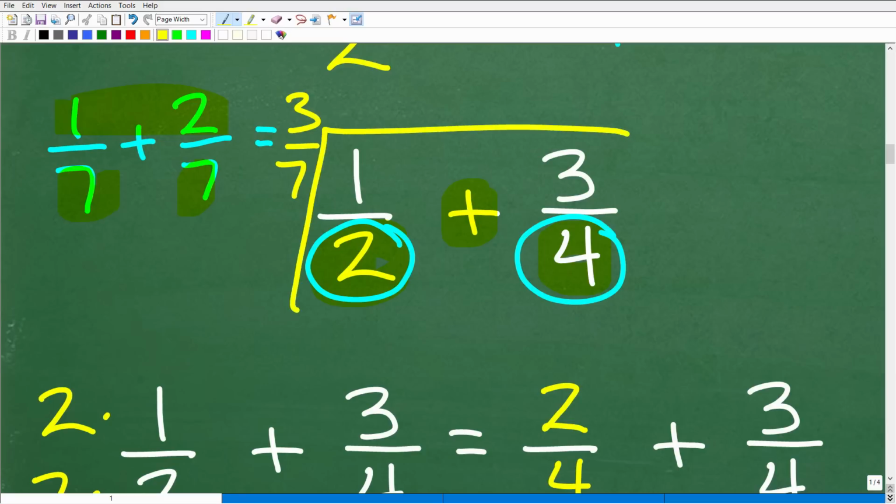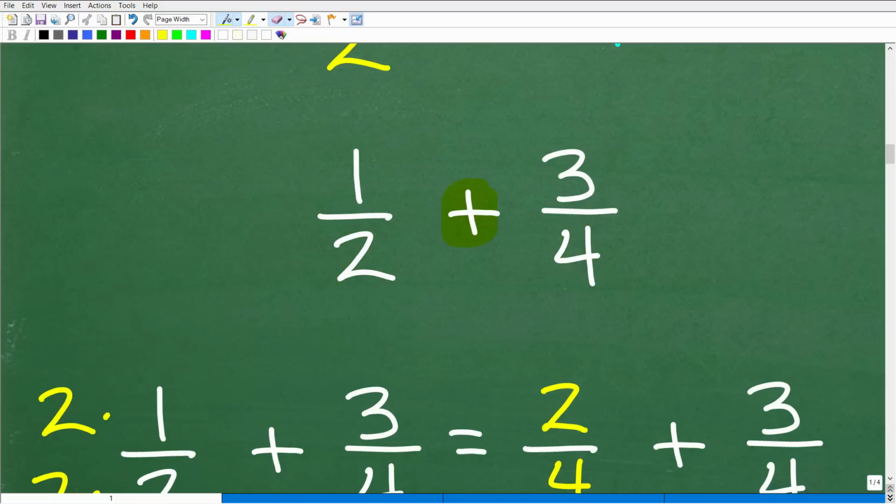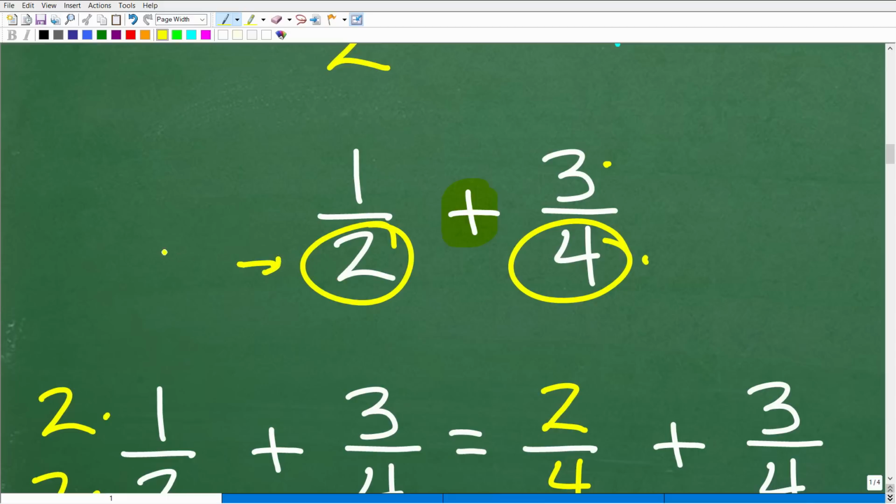But in this problem right here, we do not have the same denominator. So it's no big deal. What we need to do is figure out the lowest common denominator or try to change the problem such that these bottom numbers are the same. So here I have 3/4 and then here I have 1/2. So I'm thinking, we could easily change this 2 into a 4. Okay, so we want a 4 down here, or we would like to have a 2 down here. Either way, we need the same denominator, and that is what we call the lowest common denominator.